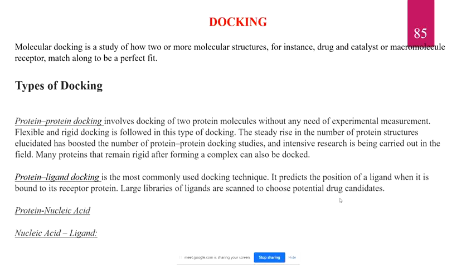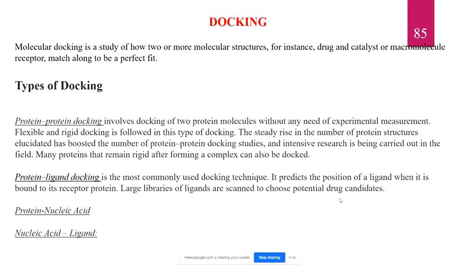Now, generally, molecular docking started as small molecule docking, and it is a study of how two or more molecular structures, for instance a drug and a catalyst or a macromolecular receptor, fit together. The binding orientation of these small molecule drug candidates to their macromolecular target predicts the affinity and activity of a given small molecule. Now, for example, the most simple procedure is protein docking.